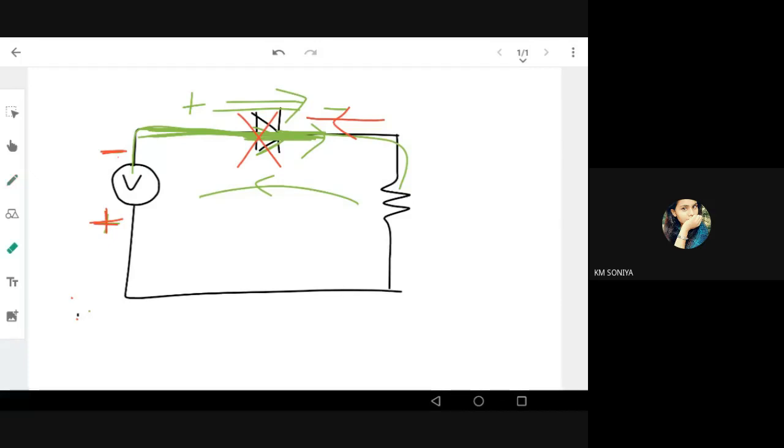It acts as an open circuit, right? This is an open circuit. So the diode is acting as an open circuit. It's a unidirectional valve, and it is actually open. It doesn't allow current to flow from the opposite direction, right to left.